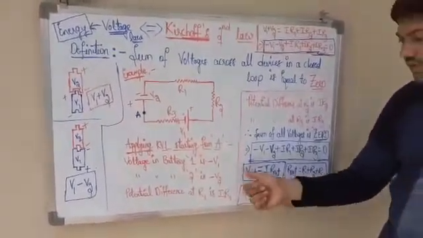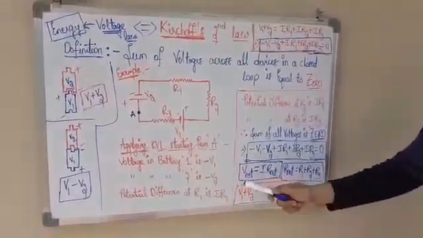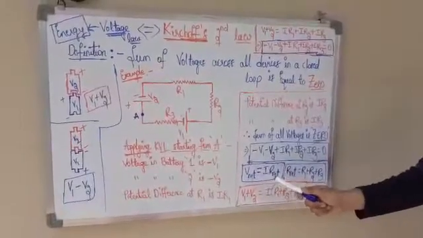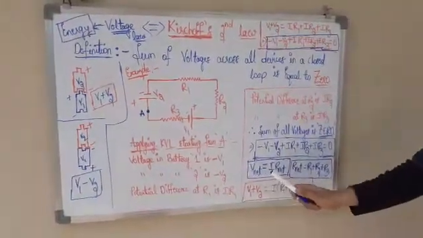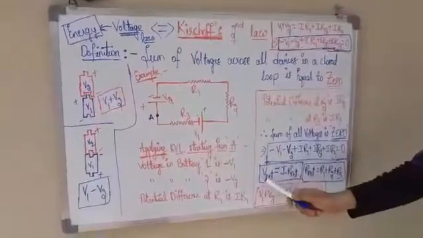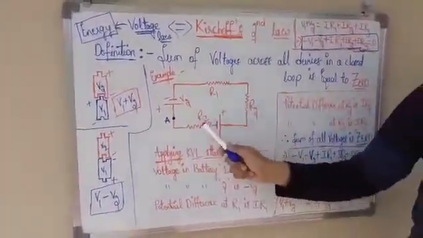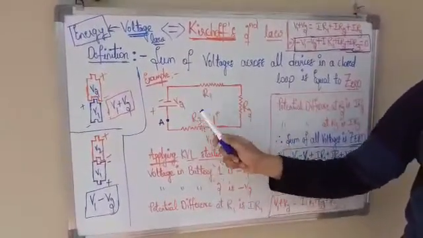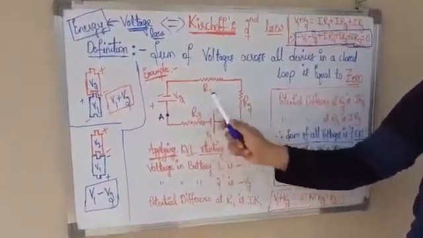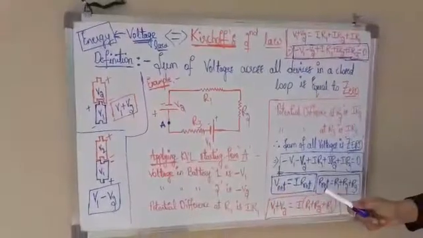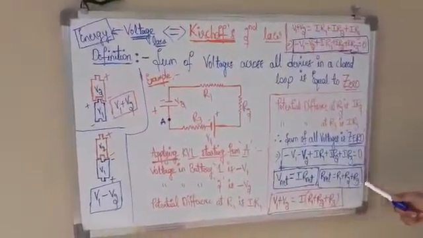We know that V is equal to IR. V net is equal to I into R net. Here the net voltage is V1 plus V2, and all the three resistors R1, R2, R3 are connected in series. That is why R net is equal to R1 plus R2 plus R3.